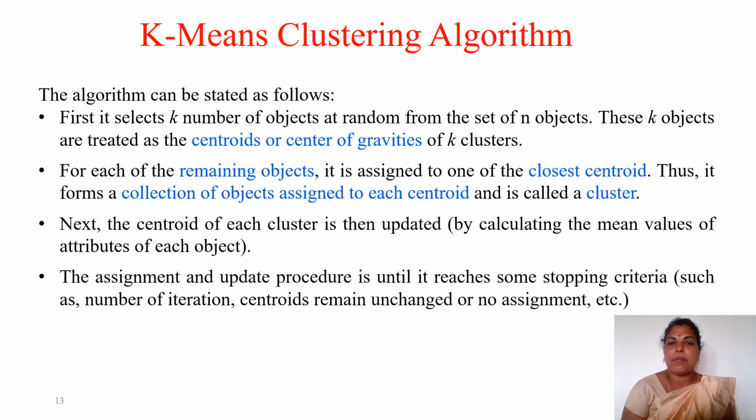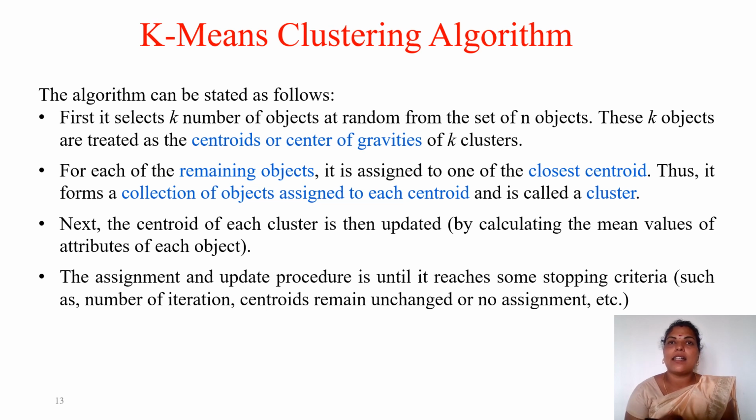Then the assignment and update procedure repeats until it reaches some stopping criterion, such as a number of iterations, the centroids remaining unchanged, or no reassignment, etc. So we can stop based on the number of iterations. We can fix the threshold; we can run this algorithm for 10 iterations, or fix it like that.